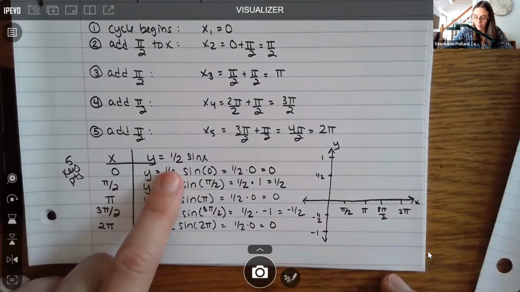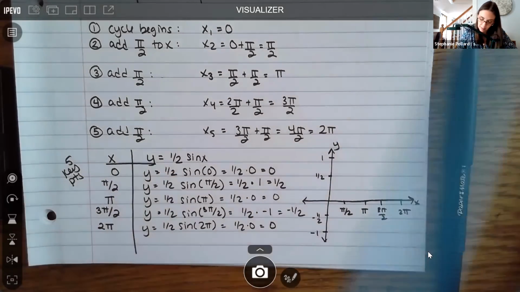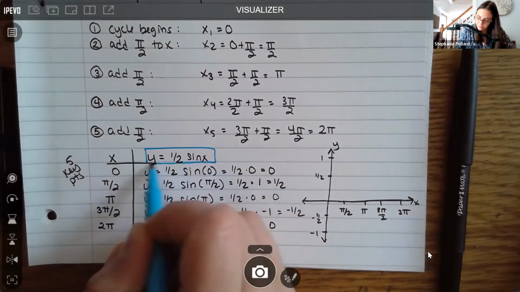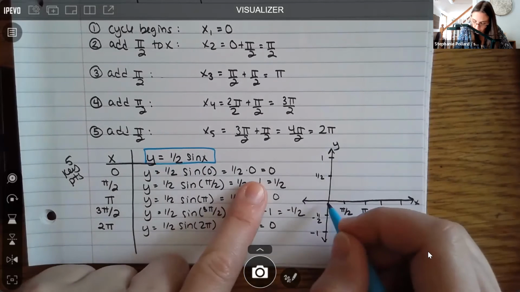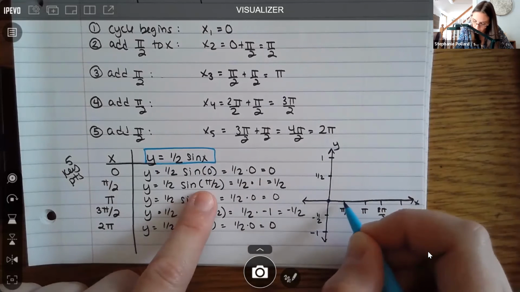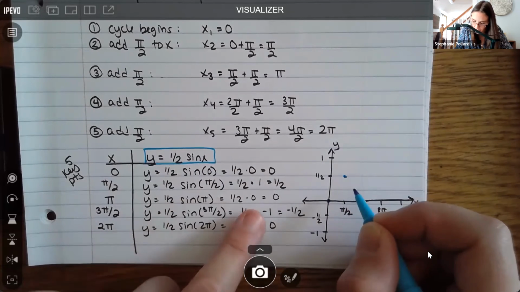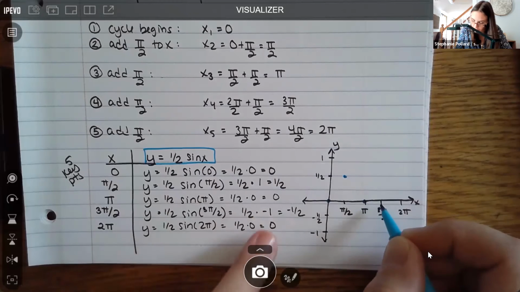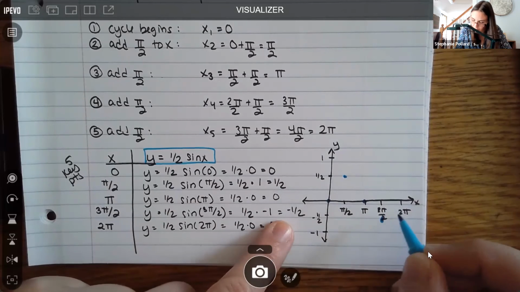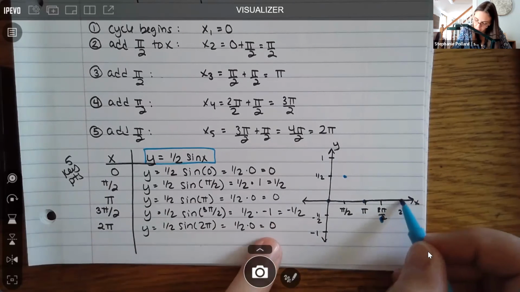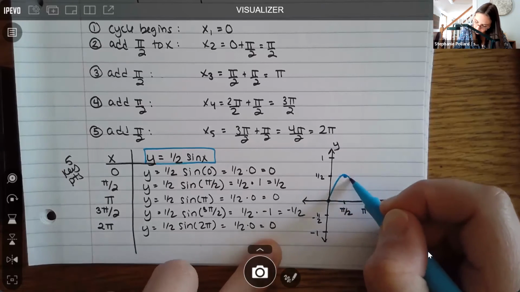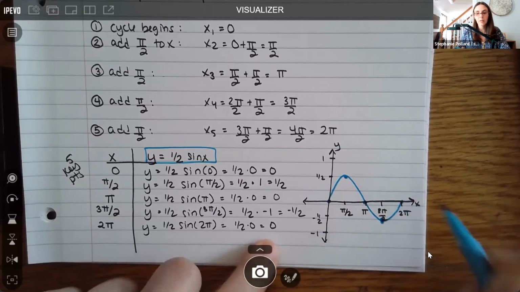For this graph, I'm going to do that in blue. We have 0, 0. At pi over 2, I'm at 1/2. At pi, I'm at 0. At 3 pi over 2, I'm at -1/2, just about right there. And then at 0 again. And again, we know the general shape, so we can just go ahead and connect those.